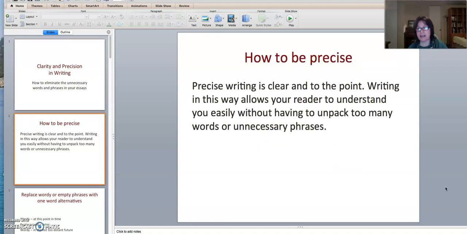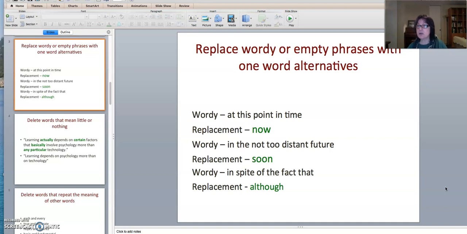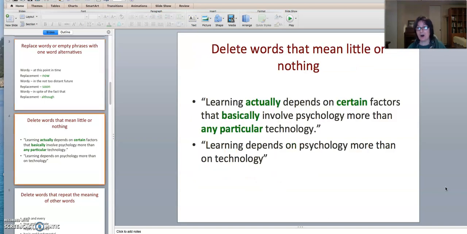How to be precise? Clear writing is to the point. It allows your reader to understand you easily without having to unpack too many words or unnecessary phrases. So, here are some things you can do. When you revise your essays, you can replace wordy or empty phrases with one-word alternatives. For example, why say "at this point in time" when you can simply say "now"? Why say "in the not too distant future" when you can simply say "soon"? Or "in spite of the fact that", that's 6 words and you have a beautiful single word, "although."